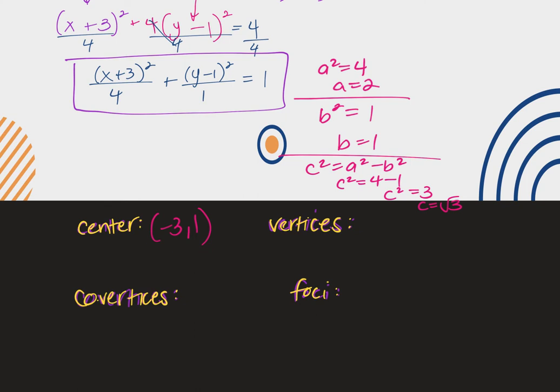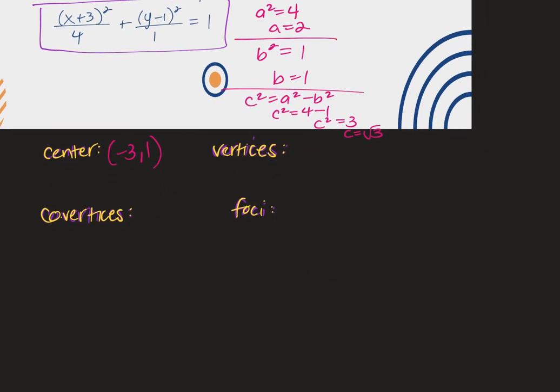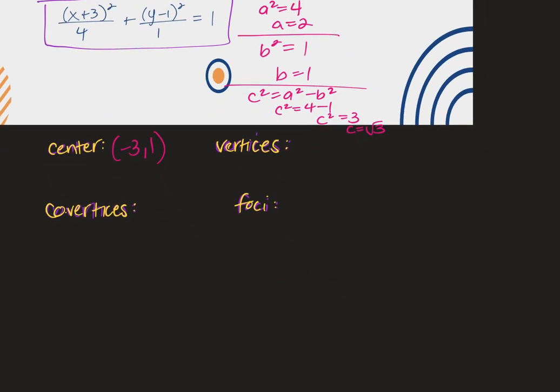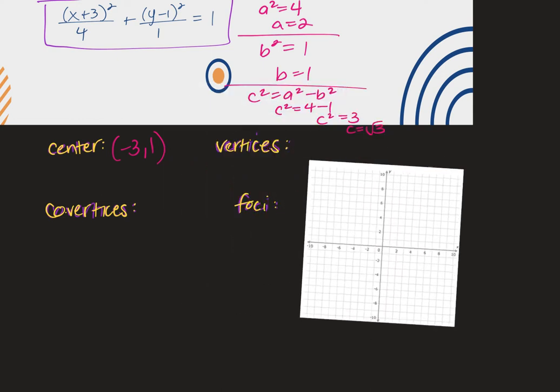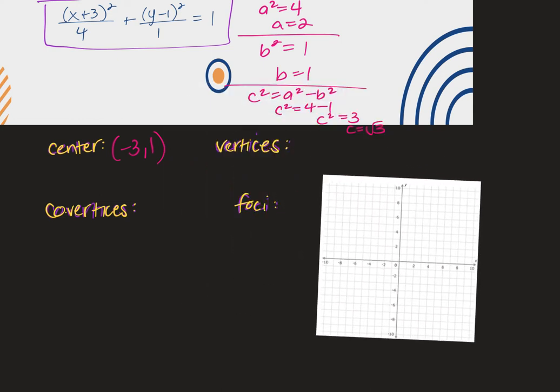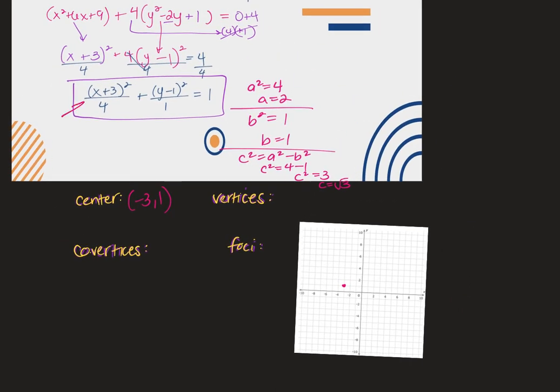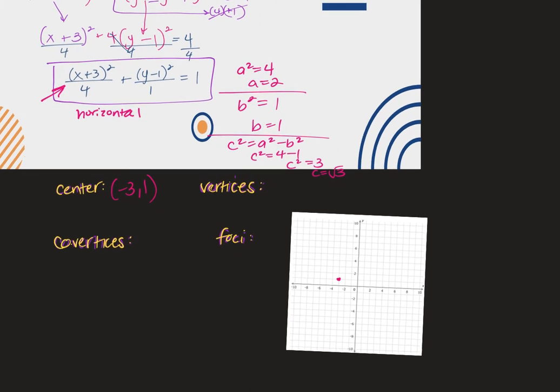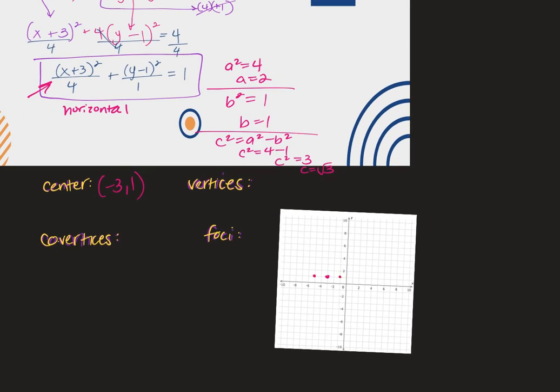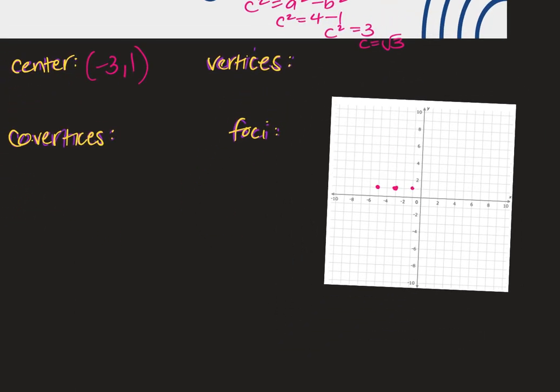You do not need to graph this, but in my opinion, it's way easier to figure out these vertices when you see it move. So my advice would be, like I said, I'm going to give you graph paper. I would use it. Graph your center, which is negative 3, 1. We said it's horizontal because the bigger number is under the x. So I'm going to move right and left the a, and I already know the vertices: negative 5, 1, and negative 1, 1.